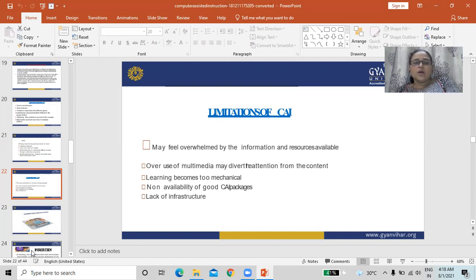No availability of a good computer assisted instruction package. Lack of infrastructure. Computer assisted instruction also has a lack of emotional values or emotional ethics.